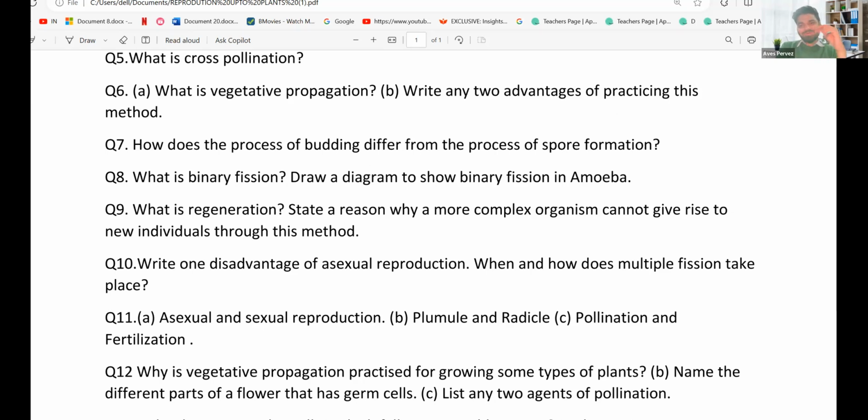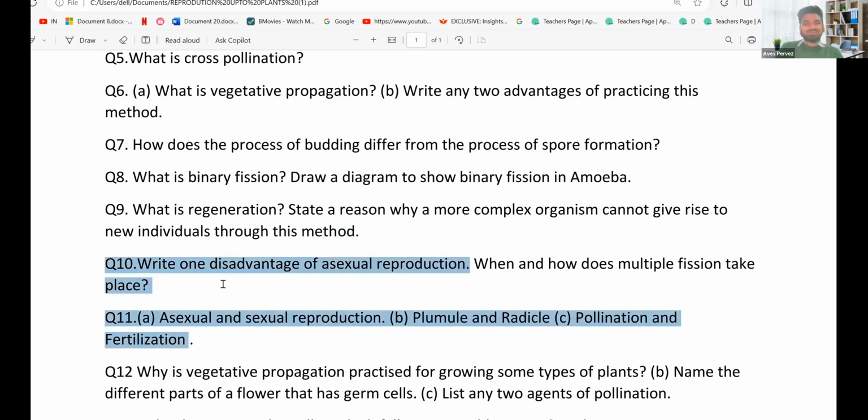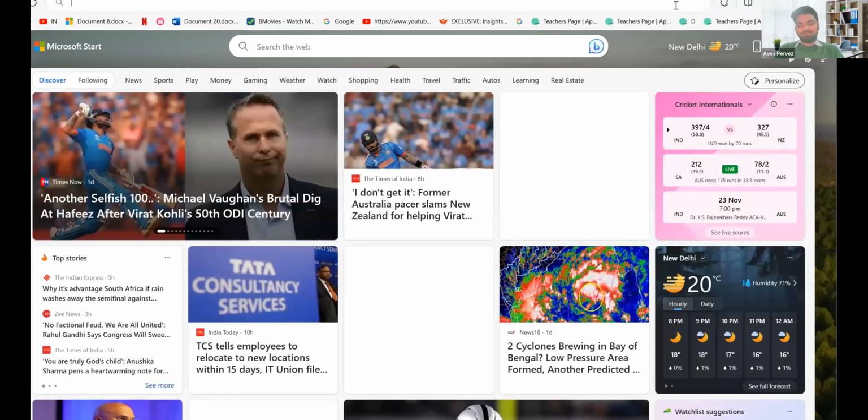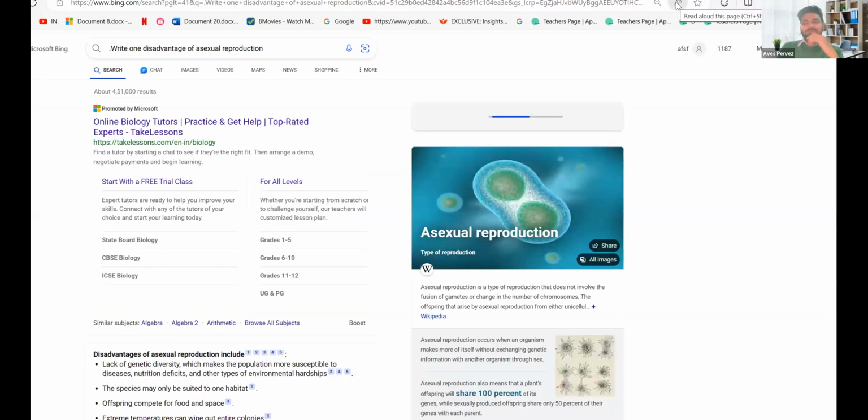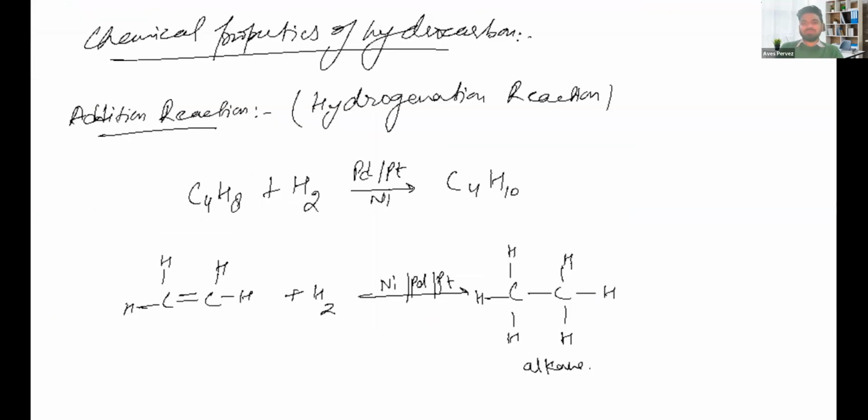Is it from the internet, or exactly the same words, lack of diversity only? Do you search it, or is it your own answer? Let me search it on the internet and check whether the answer is correct or not. Disadvantage of the asexual method of reproduction, whether the same answer, lack of diversity, appears. Let me check it. Wait a minute.